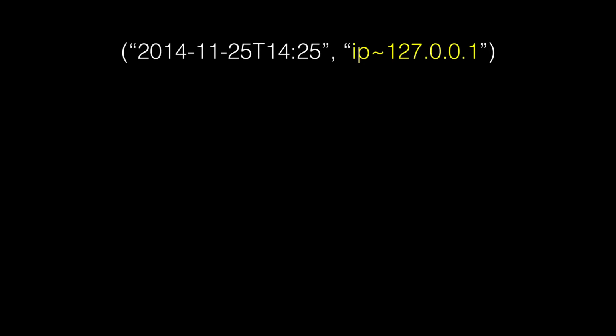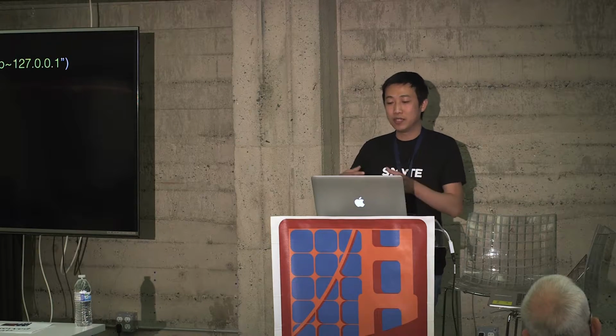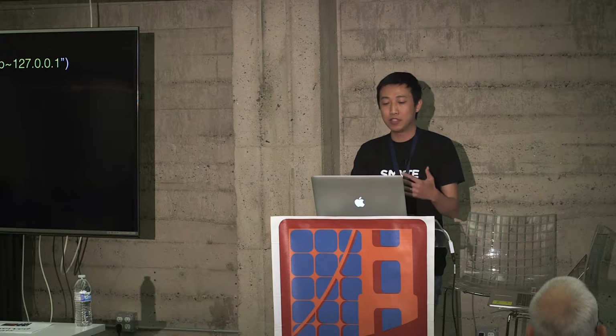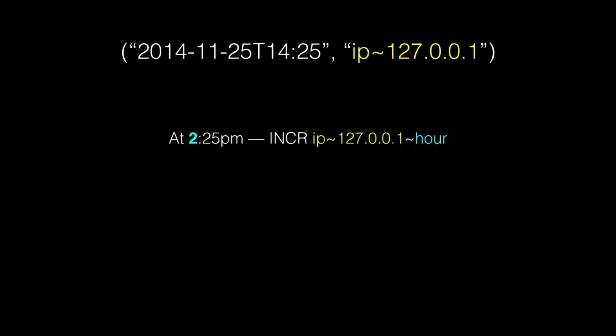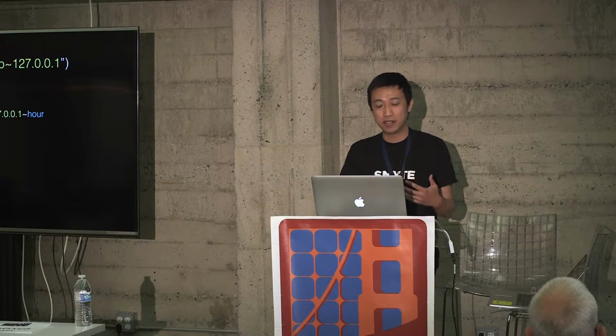Now, instead of having the clients do both read and write directly with Redis, the clients only need to write to Kafka and read from Redis. And we have a separate Kafka consumer that reads this sequential log of messages, like timestamped keys, and does the increment. So let's say we see this key at 2:25 p.m. We increment that key for the hour instead of having 15-minute buckets.